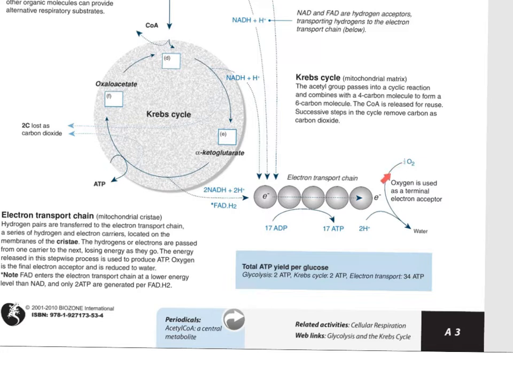Oxygen. Where are you using oxygen in this process? Electron transport chain. So the electron transport chain is where you use the oxygen. It's the final electron acceptor. I've said that, I want to say, 20 times over the last couple weeks. You need to know that. It's the final electron acceptor.